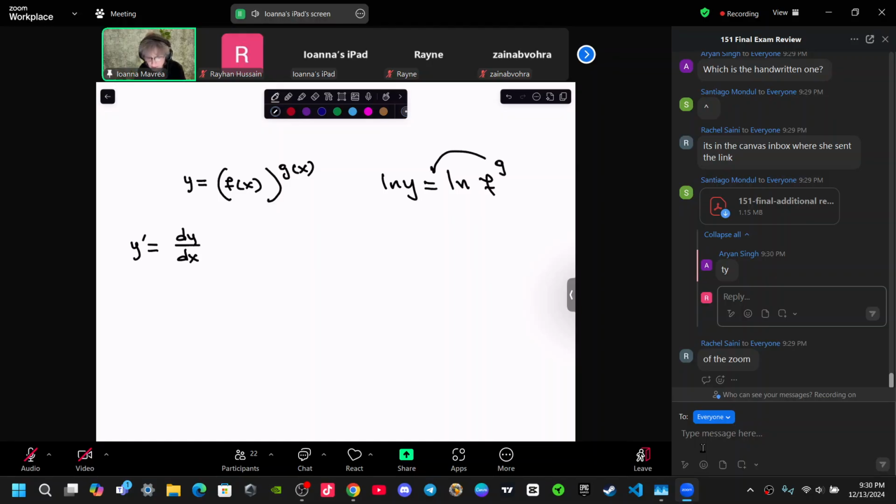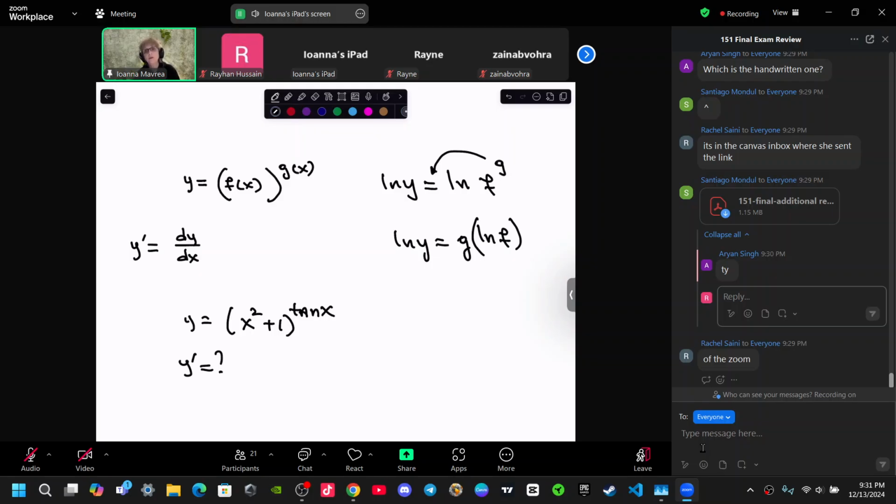That allows you to take the power away from the base. So the natural log of y is equal to g natural log of f. In other words, take a derivative on both sides. In this case, you have y equal to some stuff with x's, and the power has more x's. You cannot take a derivative. Like, no clue, can't do it.